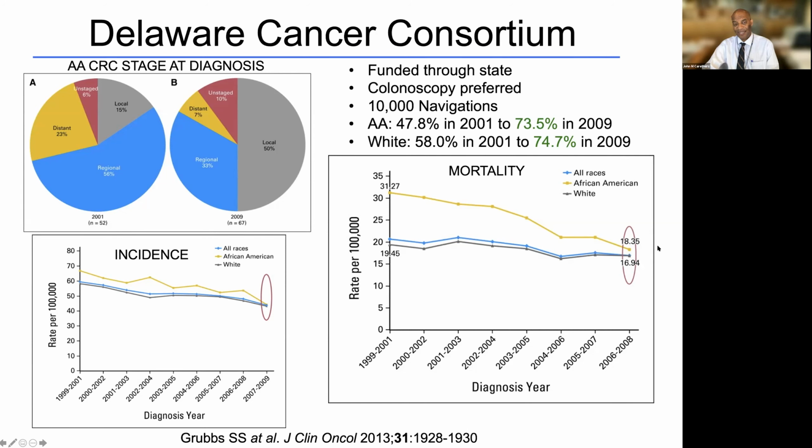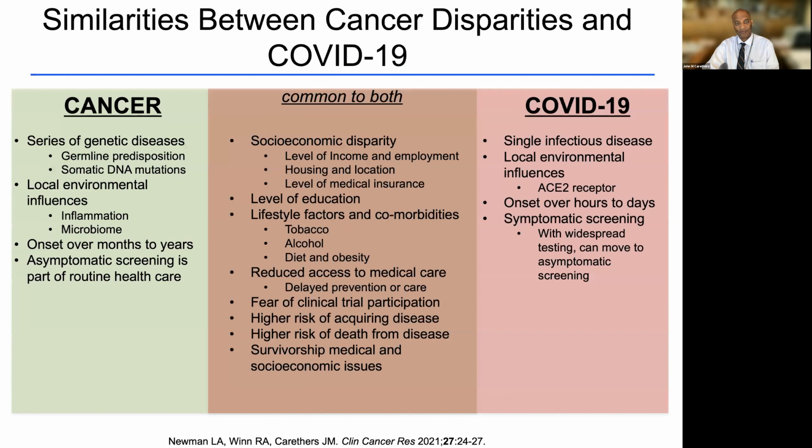What this means is that screening, and particularly with navigation, can eliminate the disparity. It's the great equalizer. Now, there are some similarities between cancer disparities and what has happened with COVID-19. We, of course, know that colorectal cancer is really a genetic disease, with local environment influences, onset over months to years, and asymptomatic screening is part of routine healthcare. COVID is an infectious disease, has local environmental influences based on receptors, how the virus gets into the body, and there's symptomatic screening. But common to both is the socioeconomic disparity.